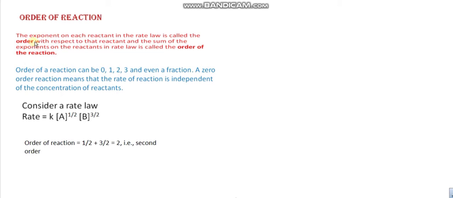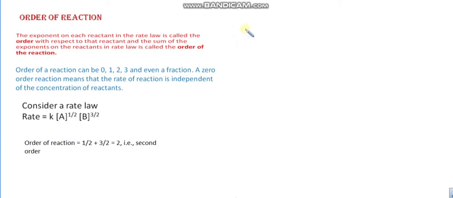The definition is written here: the exponent on each reactant in the rate law is called the order with respect to that reactant, and the sum of the exponents on the reactants in the rate law is called the order of reaction. Actually, what is the meaning of this statement? Let us understand with the help of one example.